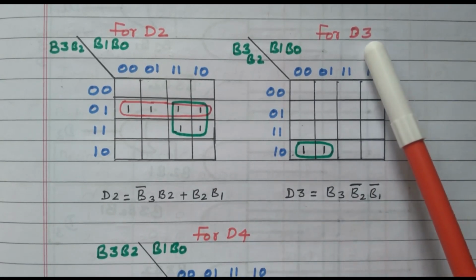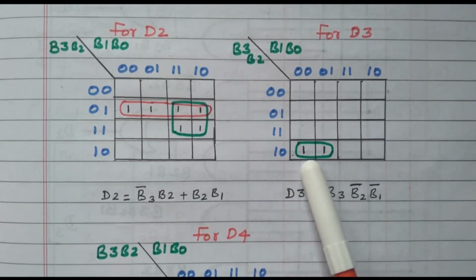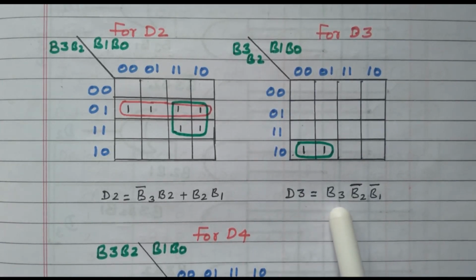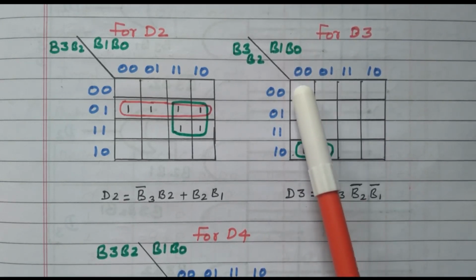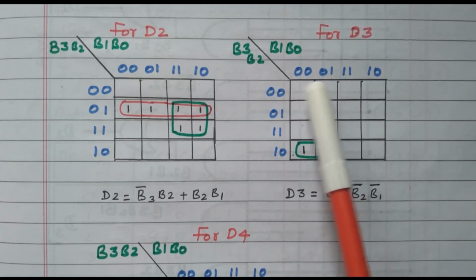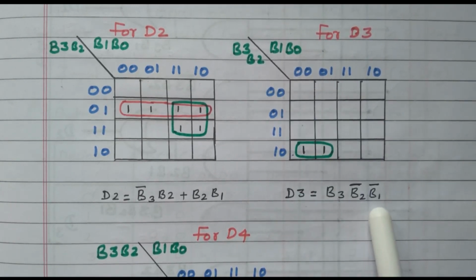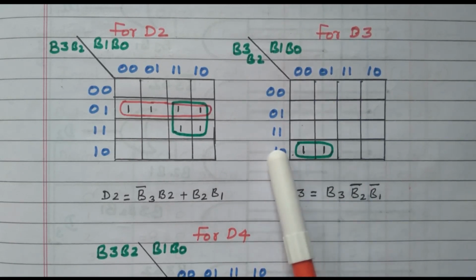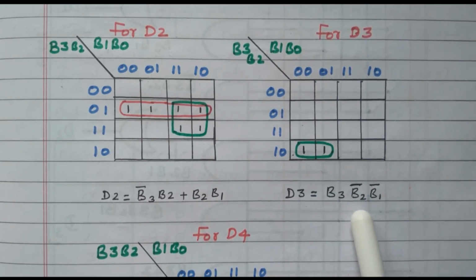Similarly, we will go to D3. D3 has only 2 ones available. What is available in the corresponding row: 1 0. 1 means B3, 0 means B2 dash. B3 B2 dash. What is available in the column? 0 0 0 1. First 0 is available in both the columns. First 0 means B1 dash. Second is 0, here 1, so it got cancelled. So here it is B3 B2 dash B1. The expression for D3 is B3 B2 dash B1.